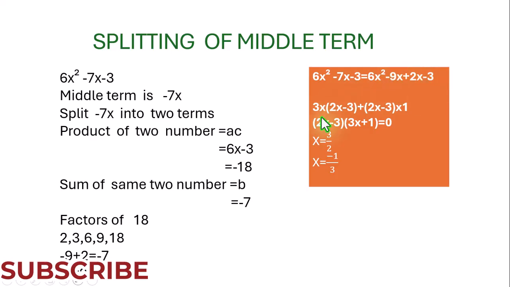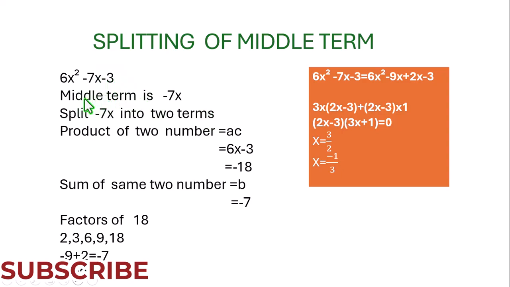In the first 2 terms, 3x is common. Then 3x into 2x minus 3, plus the third term and fourth term, 2x minus 3 into 1. In the first 2 terms, 2x minus 3 is common. Then what is left is 3x, and here plus 1. Now x is equal to 3 upon 2, and x is equal to minus 1 by 3. So 3 upon 2 and minus 1 by 3 are the zeros of the polynomial 6x square minus 7x minus 3.